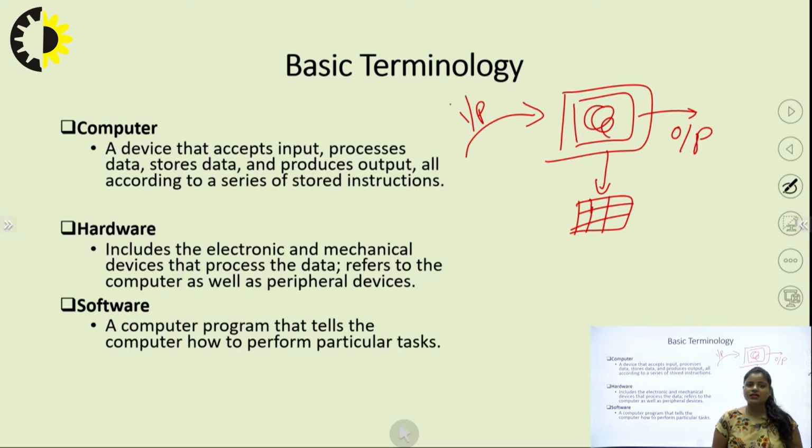So we can say that this is a small functionality of a device we call a computer. Next we have a different terminology, and its name is hardware.